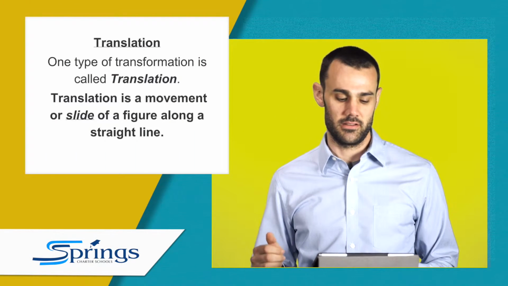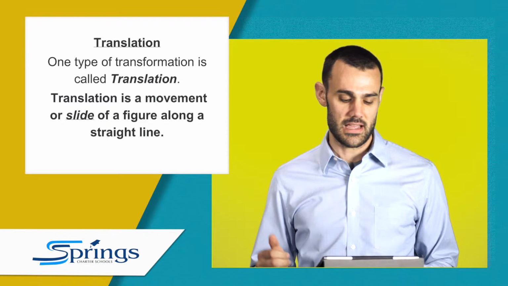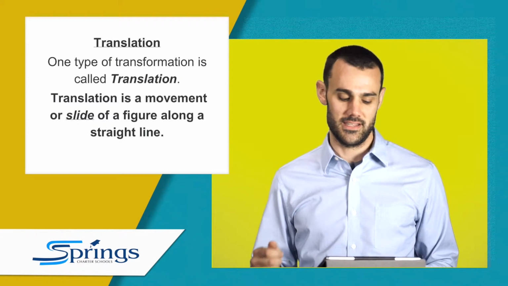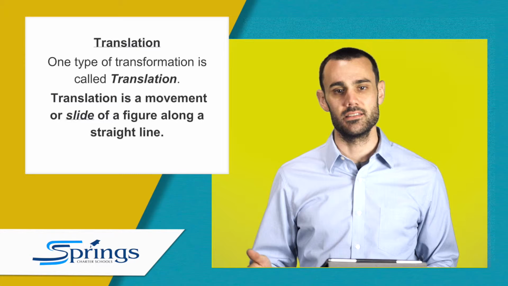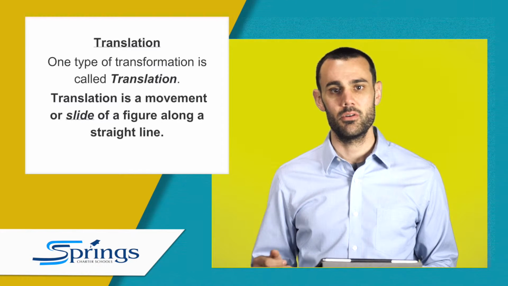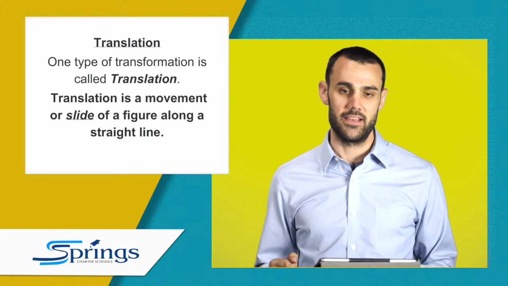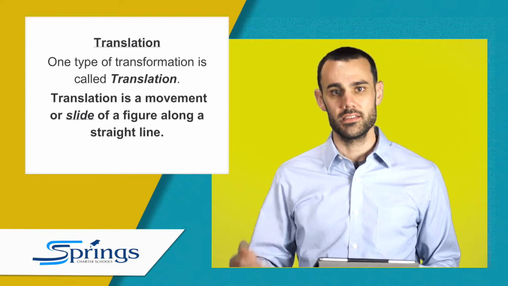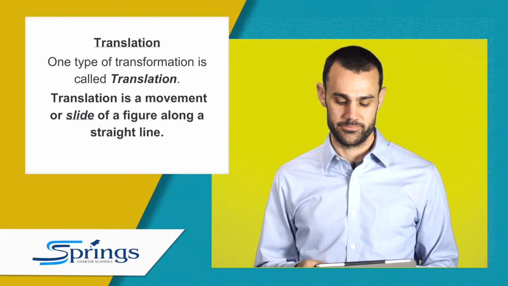So first, let's start with the first thing we just talked about in our title here. Translations. One type of transformation is called a translation. Basically, a translation with geometry is the movement or the sliding of a figure up, down, or right and left along a straight line. Let's take a look at what that actually looks like.